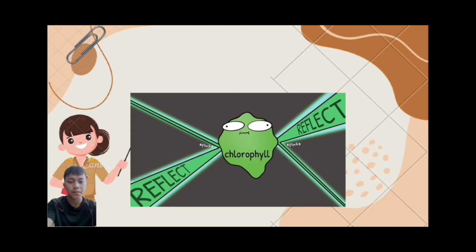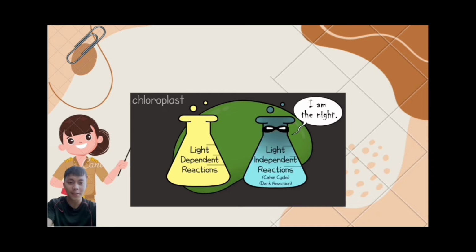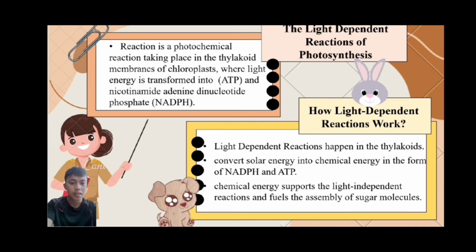There are two major processes that occur in a chloroplast that together make up photosynthesis. They are the light-dependent reaction and the light-independent reaction, but I will focus on light-dependent reactions. This reaction is a photochemical reaction taking place in the thylakoid membranes of a chloroplast, where light energy is transformed into adenosine triphosphate, or ATP, and nicotinamide adenine dinucleotide phosphate, or NADPH.